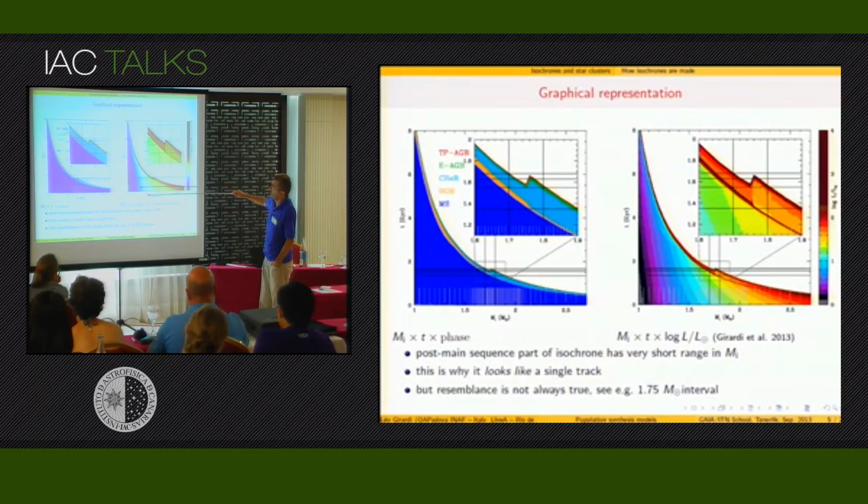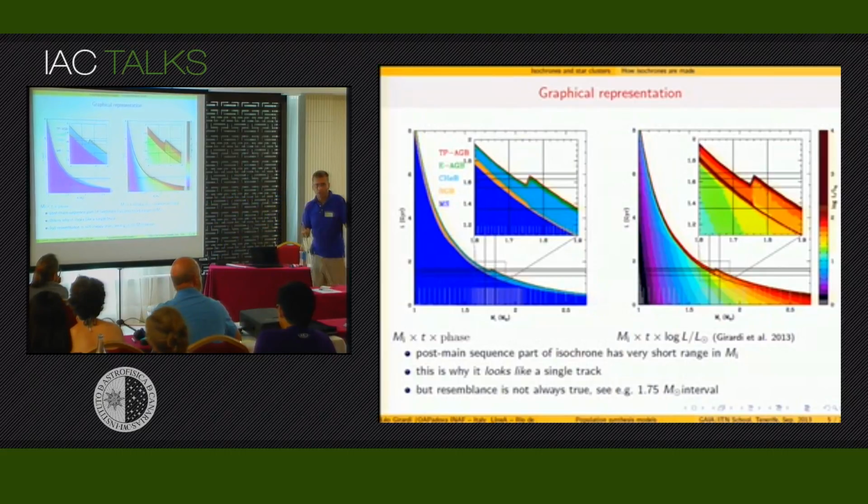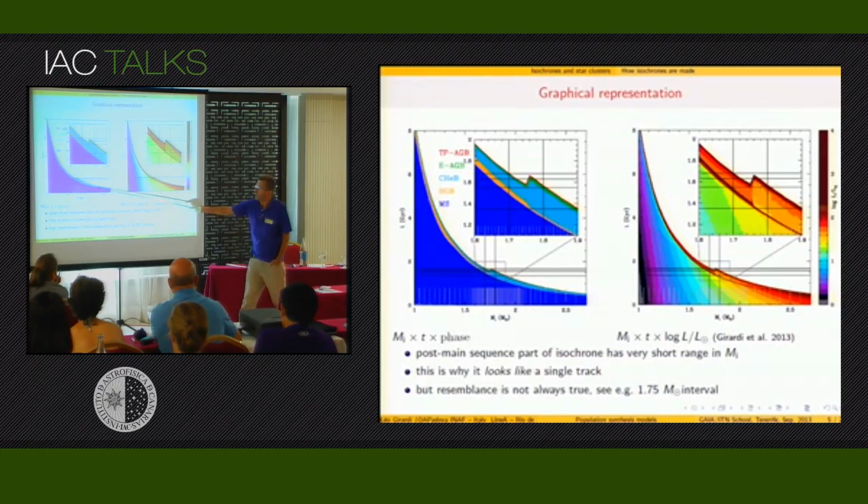Something you can immediately see in this plot is that for an isochrone, the section of the post-main sequence evolution that you cross is very short, very narrow in the interval of initial masses. That's the reason why when you look at an isochrone and compare to a track, you have something very similar for any post-main sequence phase of evolution, just because the range of initial mass of a typical isochrone is very narrow.